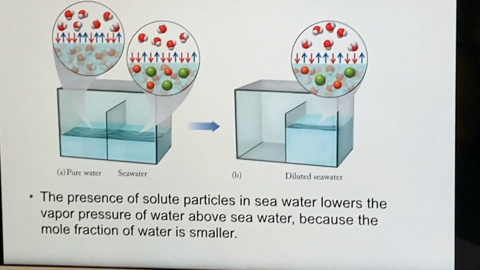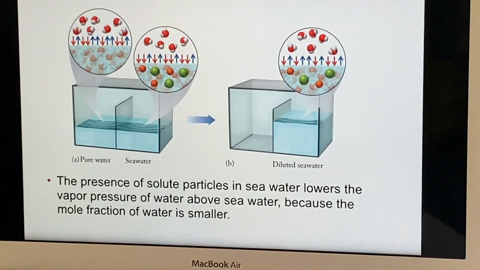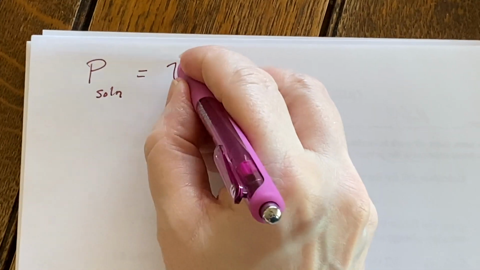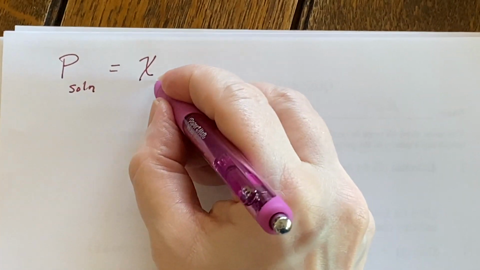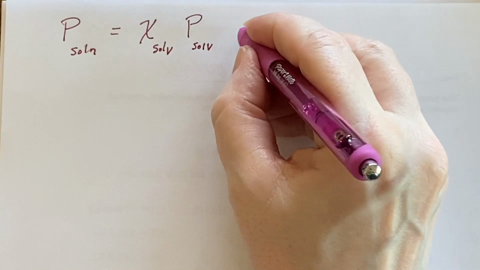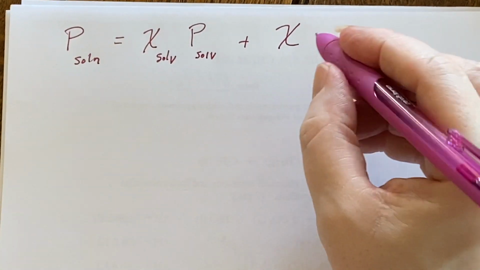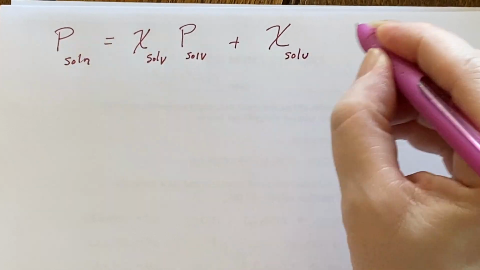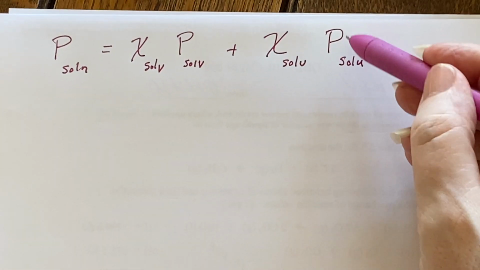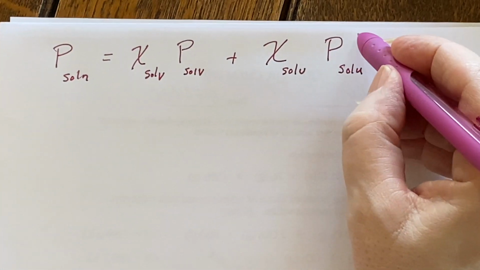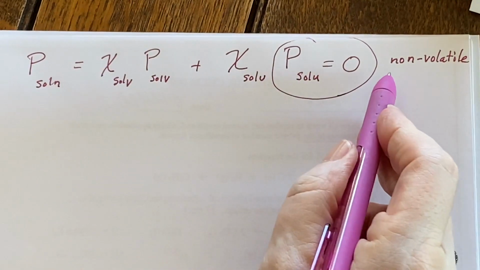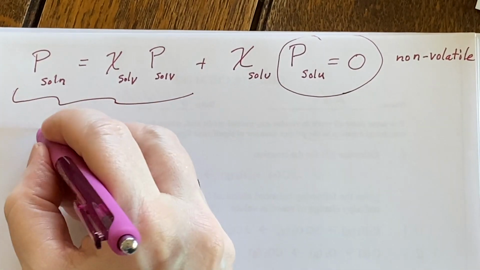In fact, we can write that down. Let's have Raoult's law. The pressure above the solution is the mole fraction of the solvent times the pressure that would normally be above the solvent. And then we have chi for what is dissolved in it, the solute, and the pressure of the solute. But in this case, we're talking about a situation where this part is equal to 0 because it's not volatile. So if that's 0, then the only thing left is this.